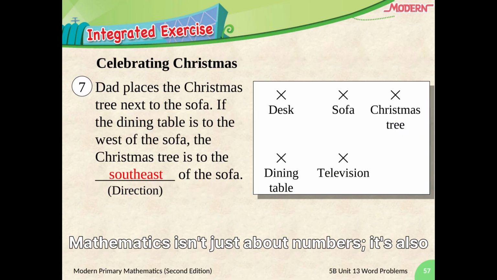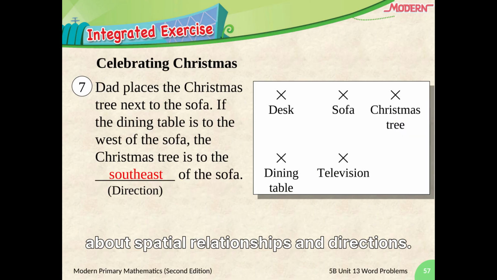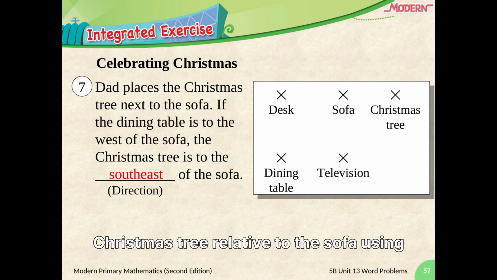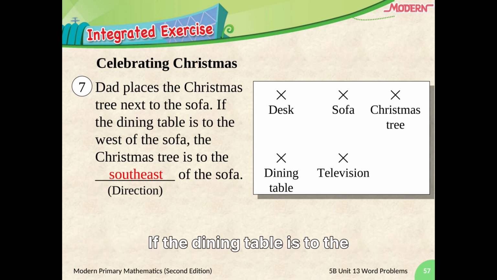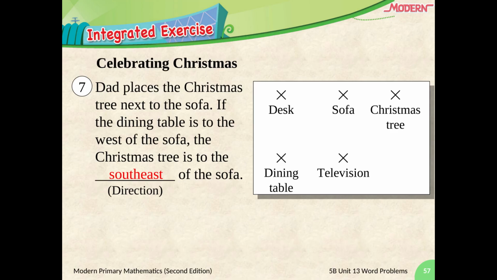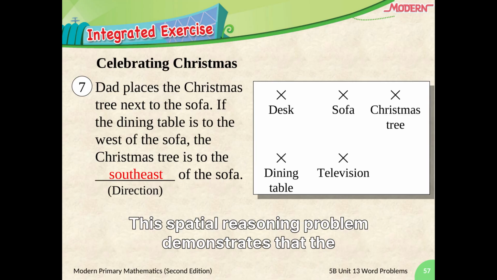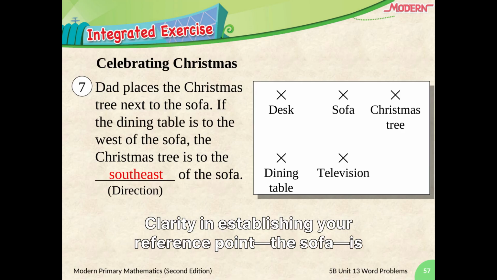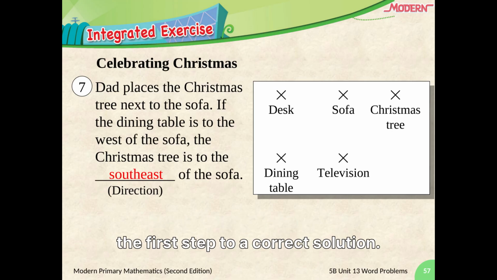Mathematics isn't just about numbers. It's also about spatial relationships and directions. In problem 7, we must locate the Christmas tree relative to the sofa using given compass directions. If the dining table is to the west of the sofa, we establish our orientation. By analyzing the grid layout, we find the tree sits in the southeast position. This spatial reasoning problem demonstrates that the logic used to divide fractions is the same logic used to divide space. Clarity in establishing your reference point, the sofa, is the first step to a correct solution.